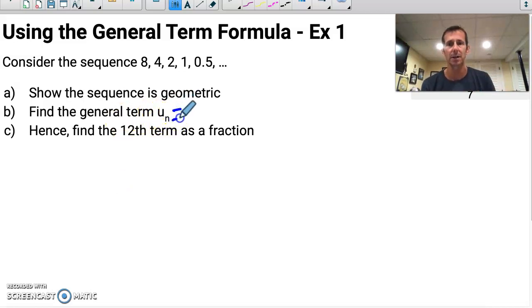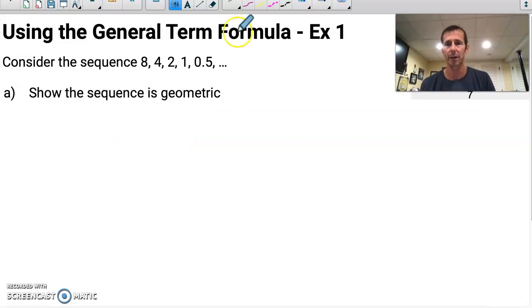So this just means I need to know the first term and the ratio, and I'm going to leave this up there because that's the general term. In general, it'll have an n-1. And then I can find the 12th term by plugging in 12 for n. So first, show that it's geometric.